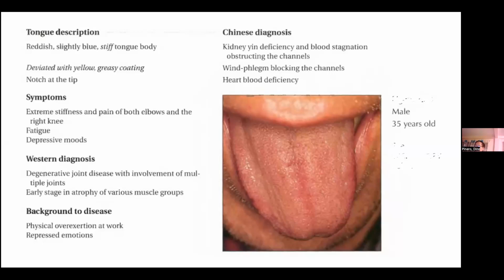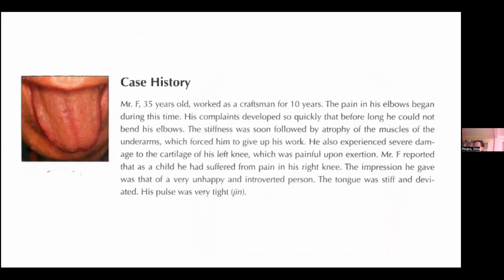So sa case po ng patient natin, Mr. F, 35 years old, worked as a craftsman for 10 years. The pain in his elbow began during this time. His complaint developed so quickly that before long, he could not bend his elbow. The stiffness was soon followed by atrophy of the muscles of the underarms, which forced him to give up his work. So, nagkaroon ng stiffness, nagkaroon ng atrophy, hindi niya magalaw yung elbow.